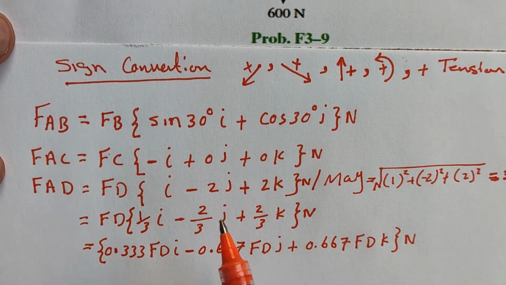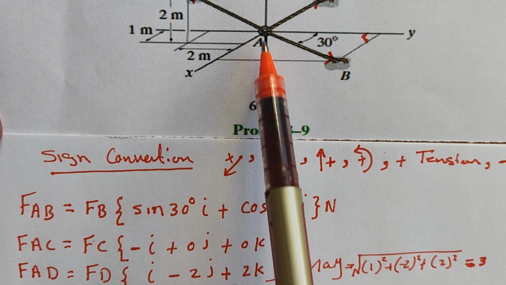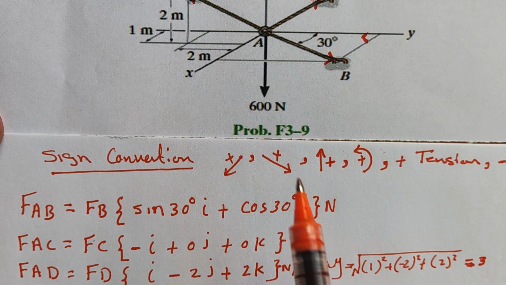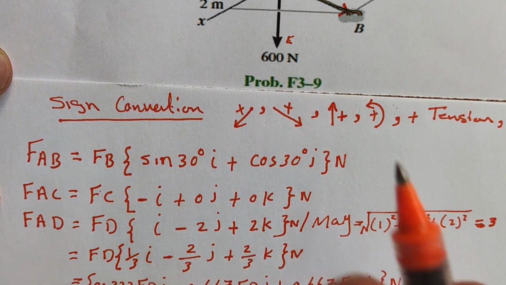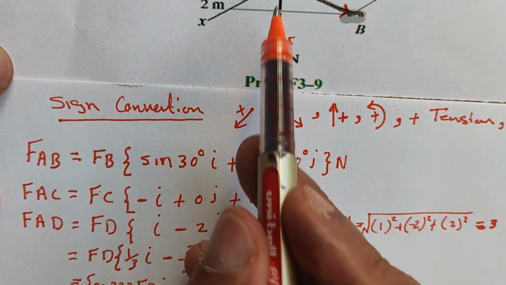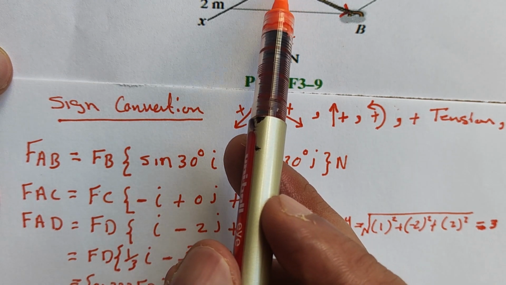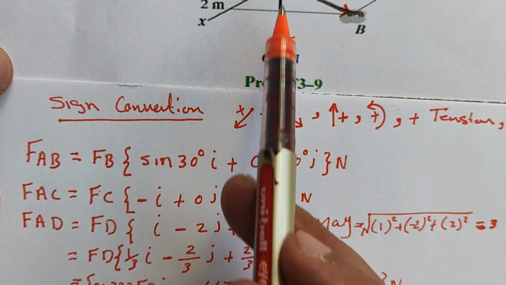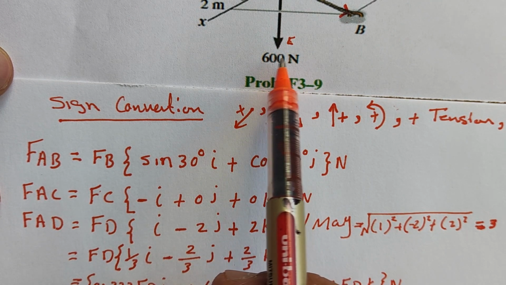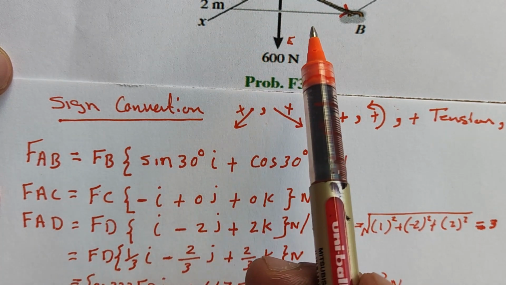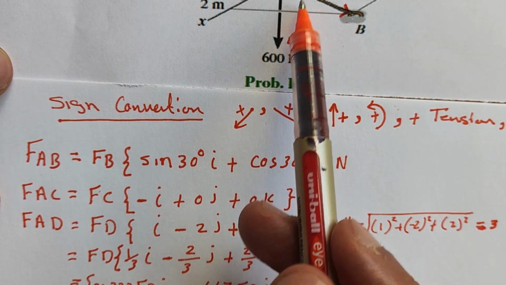Now I have represented all of these forces in a Cartesian form. Of course we have one more force, which is straight downwards on the z-axis. You can call it anything you want, for example E. The force AE doesn't have any component on the X and Y axes. It's got a component only on the negative Z axis.